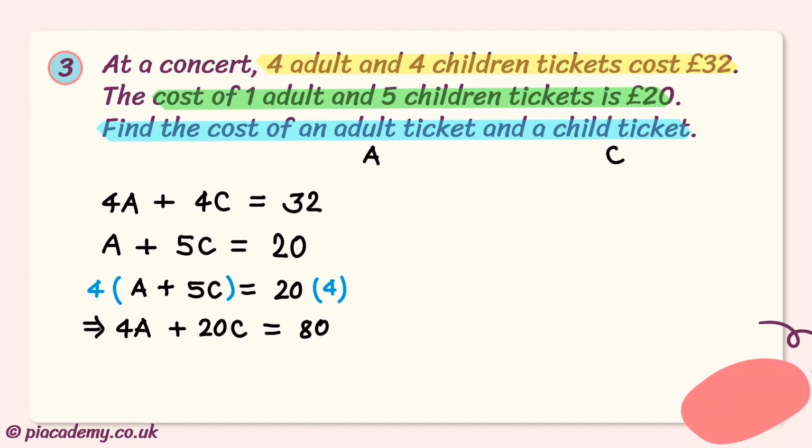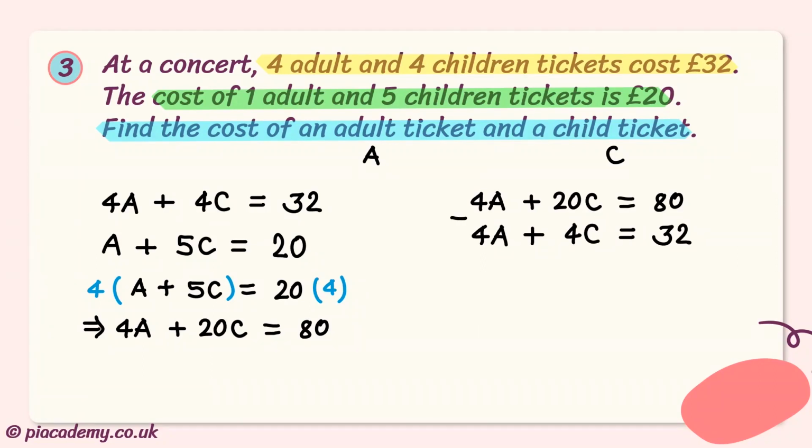We can perform column subtraction now. Let's write 4A plus 20C equal to 80 in the first row and 4A plus 4C equal to 32 in the next row. Subtract these equations to eliminate A. 4A minus 4A is 0 and 20C minus 4C is 16C. On the right side, we have 80 take away 32. Thus, we get 16C is equal to 48, which implies C is equal to 3.